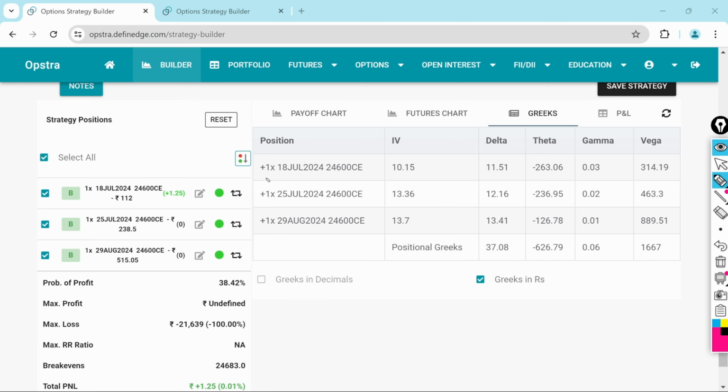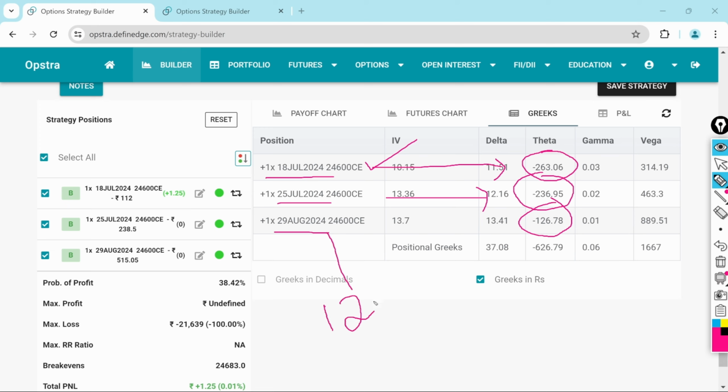Over here you can see this is 18 July. The theta value for this option is 263. And 25th July, you can see, is 236. And the option which is expiring on the 29th August is 126. What exactly does it mean? It means the option which is closer to the expiry loses its value fast. The option expiring on the 18th July is losing 263 rupees. The option expiring on the 25th July is only losing 236 rupees, whereas the option expiring on August 29th is losing only 126 rupees.